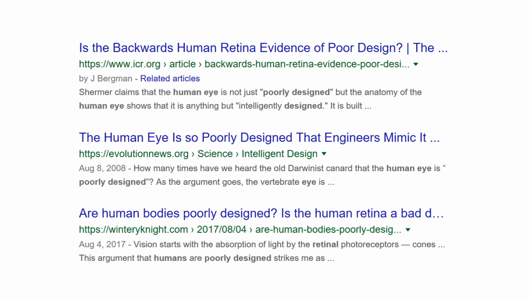And so when you do an internet search, you will find a lot of stuff about the backwards human retina and is it evidence of poor design and are human bodies poorly designed and so on and so forth. And again, I think we've explained the issue enough that we all now feel comfortable what the issue is. And again, in the hands of people like Richard Dawkins, this was taken as clear evidence against intelligent design. And by intelligent design here, I mean design by the divine intellect, because there was this obvious design flaw in the human eye.